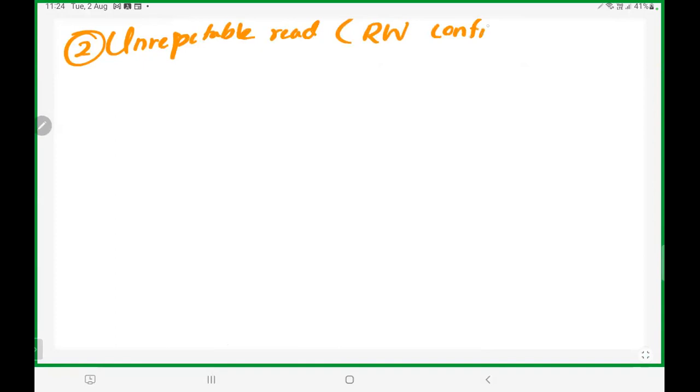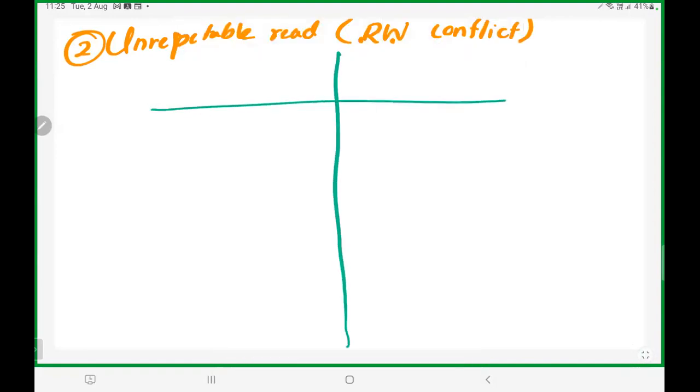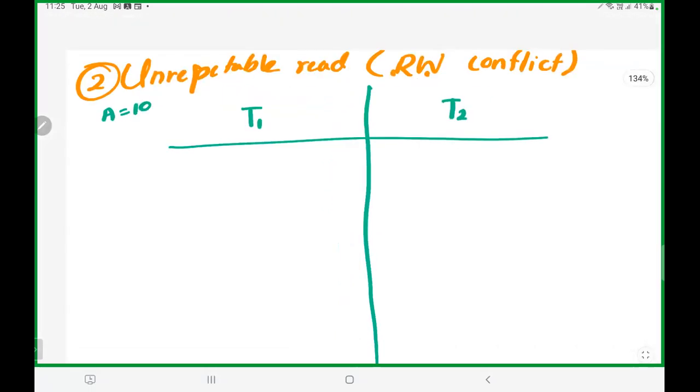Second problem: unrepeatable read. We said write-read; sorry, read-write. Read, write, complete. Let's take an example. Draw this neatly in your book, and don't mix up T1 and T2. Read, write, complete. Just think A is equal to 10.